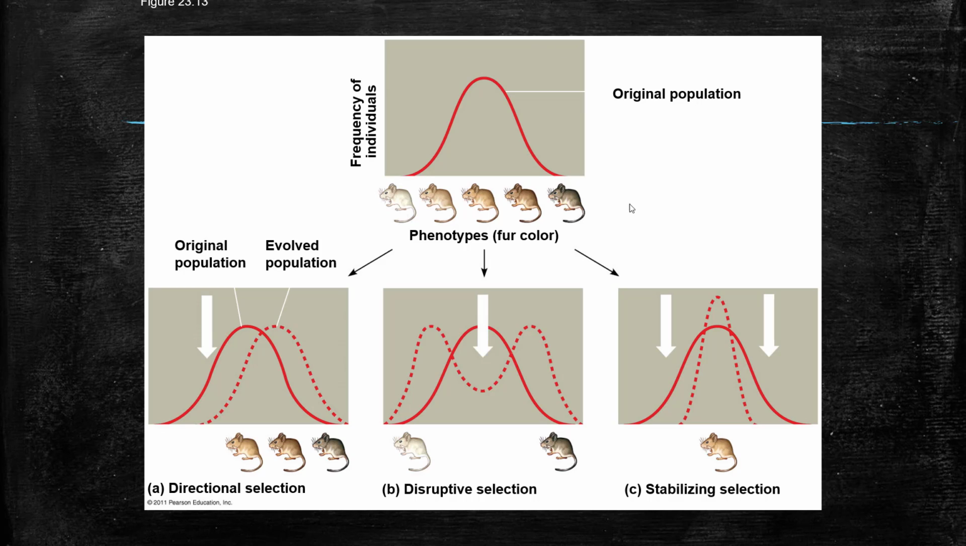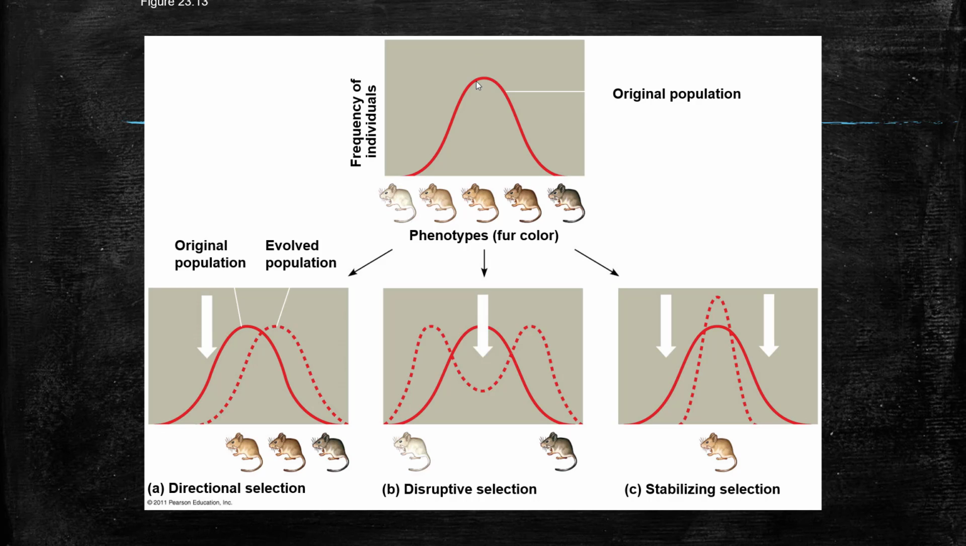So here's the original population. And in this case, we have lots of different fur color. We have white down here, and the histogram here represents how common those fur colors are. So kind of a nice brown is the average fur color. There's white at one end and black on the other end. And so white and black mice, not very common. Brown mice are very common.